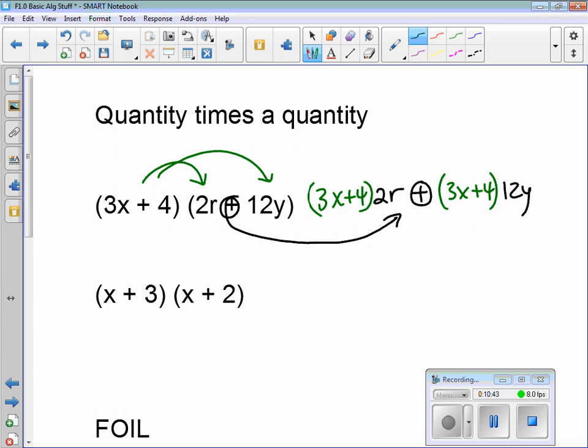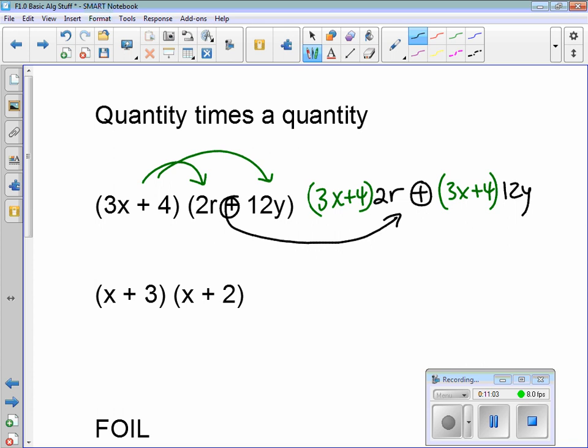And then I'm going to take that 3x plus 4 and multiply it times the 12y. Just like if the 3x plus 4 had been just a simple number 5, I could have sent that 5 through and multiplied everything inside by that 5. But in this case, it looks like it's going to be a bigger problem, and it's really not. All you got to do is set it up like that.